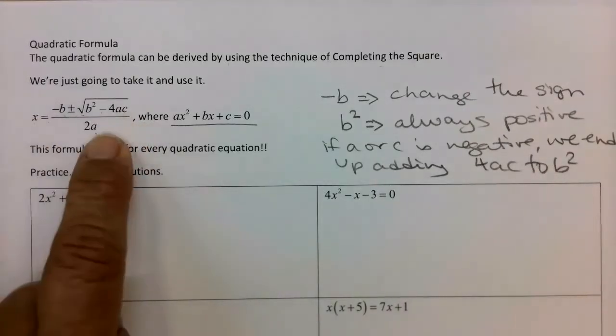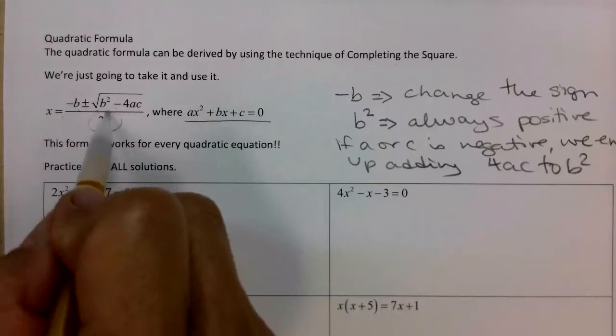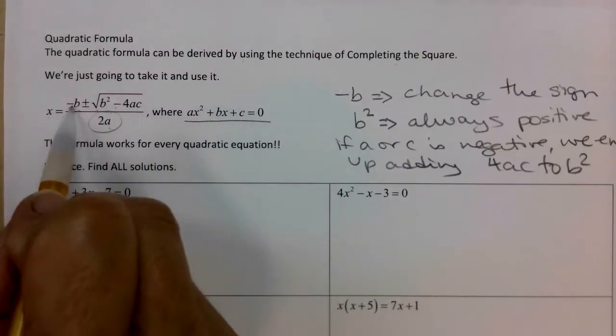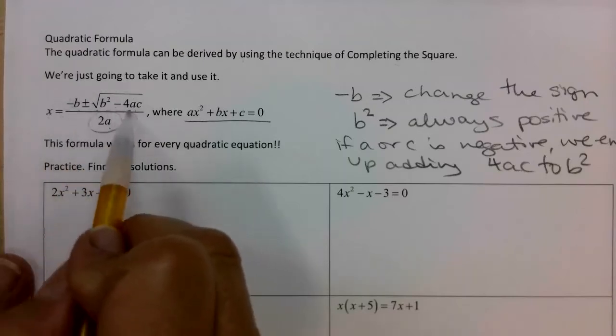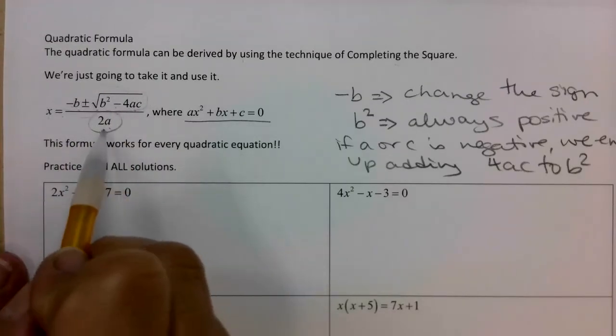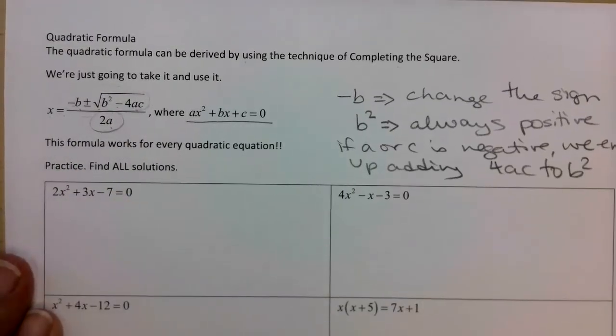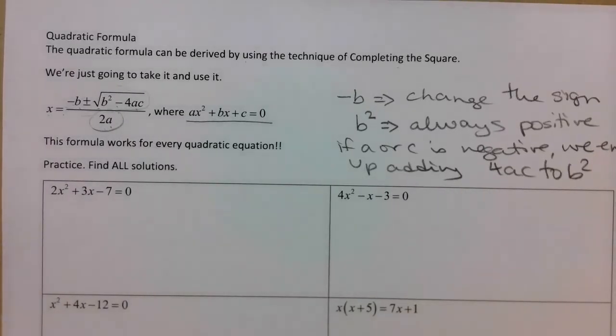Okay. And then finally, this 2a is under both the negative b and the radical term. So make sure you get everything in the top calculated first, and then 2 times a goes in the bottom. Okay, so let's go ahead and practice, and we're going to start by making sure that we're in the right form, ax squared plus bx plus c equals 0. And then we're going to identify a, b, and c.